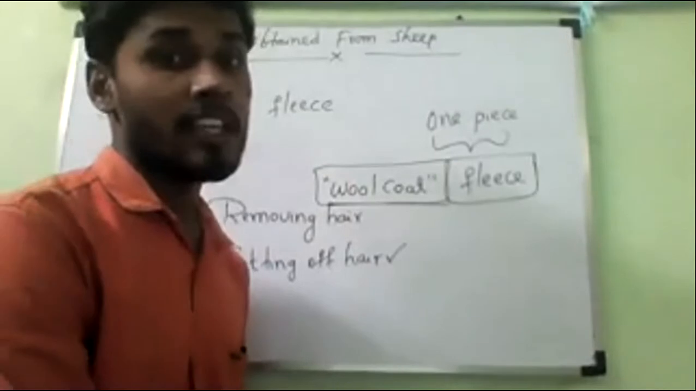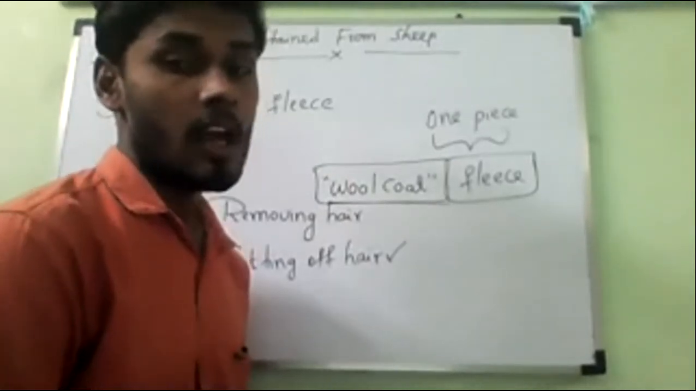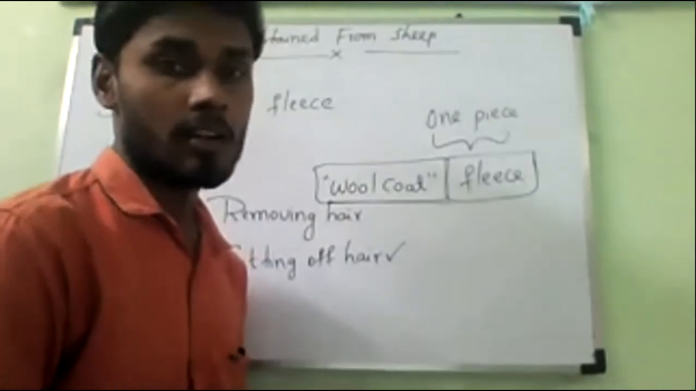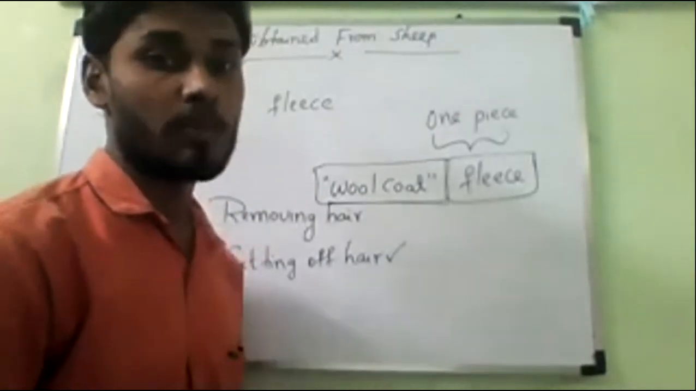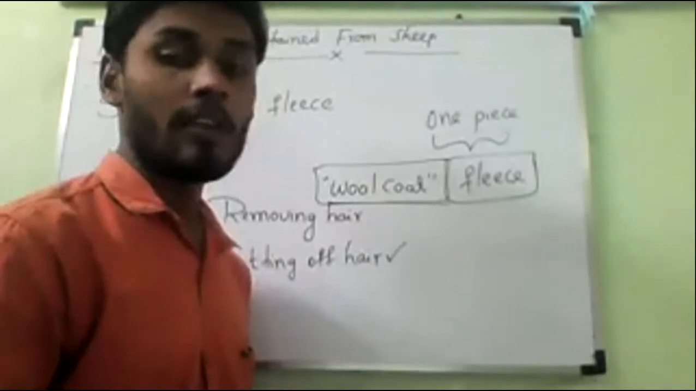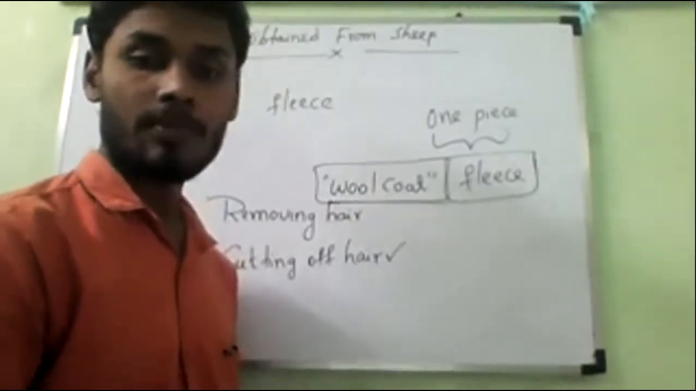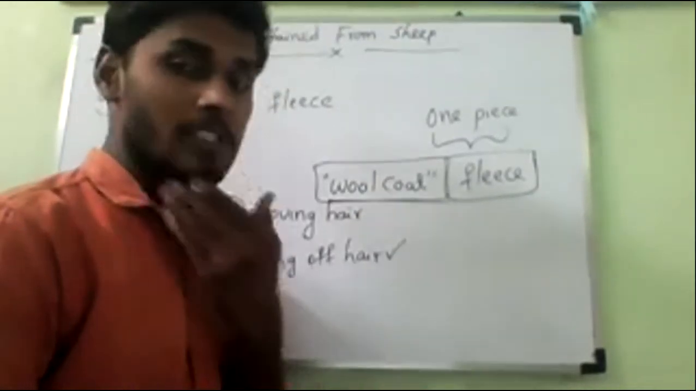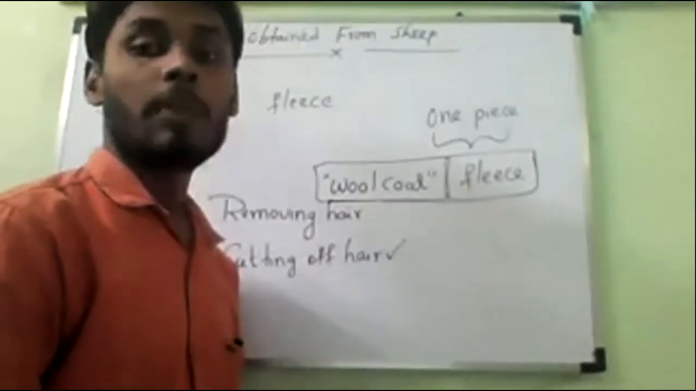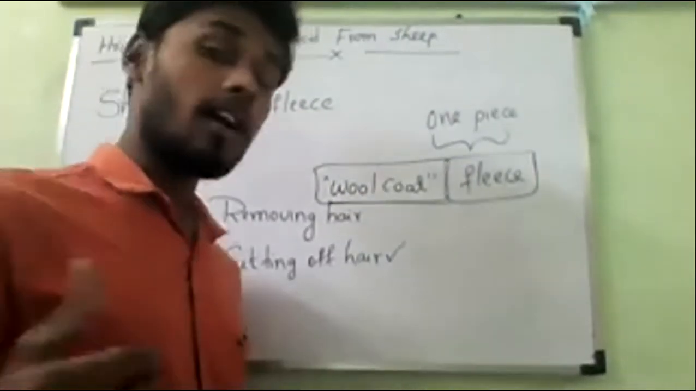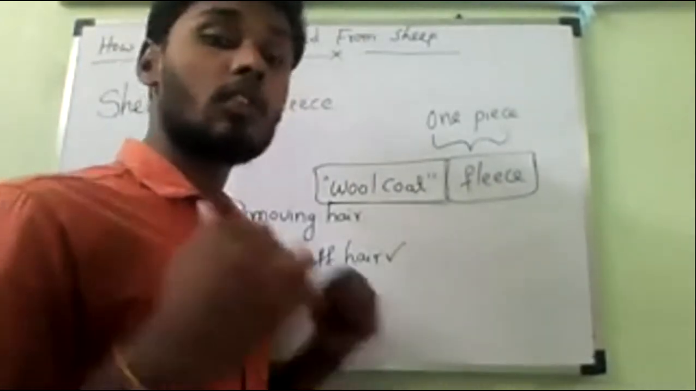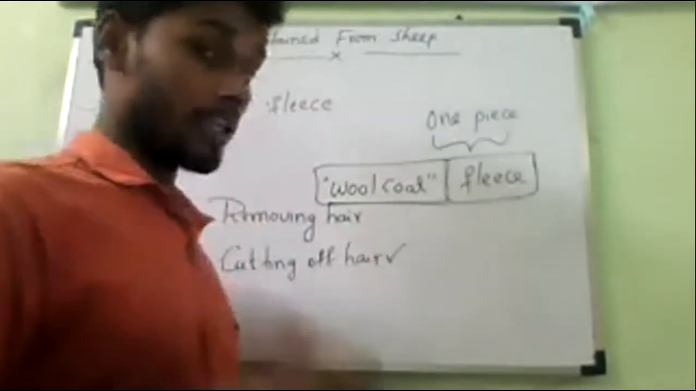But the shearing of sheep is done in the hot weather of summer, so that the sheep may survive without their protective coat of hair. So why do we need to do the shearing only in summer? Because in winter, it cannot survive without this protective hair.